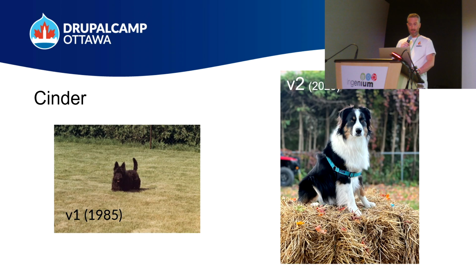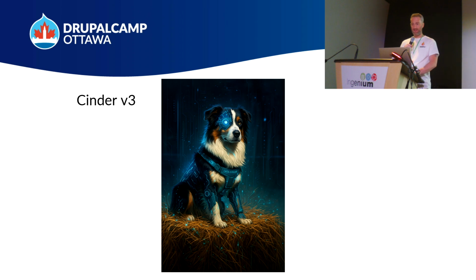So, the origins of Cinder. On the left here, that's the original Cinder. That was my parents' dog back in 1985 when I was just born. Fast forward to today, we have Cinder number 2 on the right side, and that's our family dog right now. So that's where our name comes from. And Cinder v3, well, this is what we think he might look like with some AI involved.